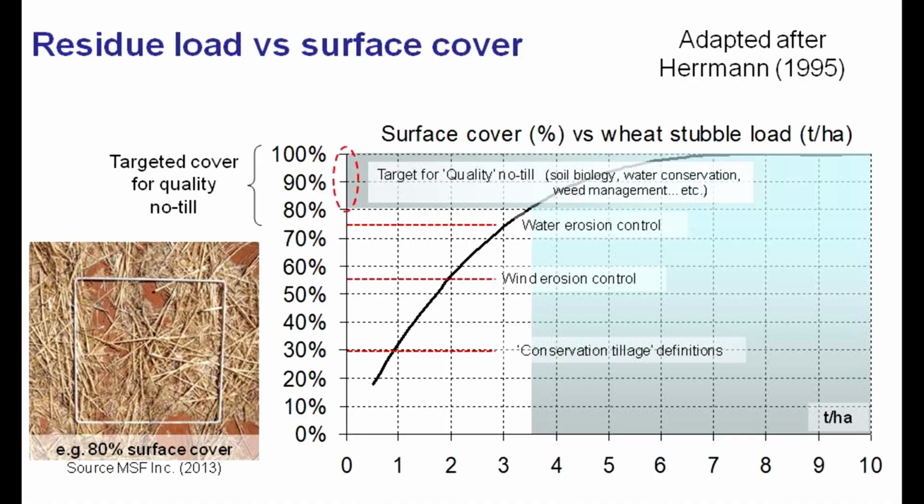The relationship between surface cover and tons per hectare residue, essentially, this is the curve that is very common. At 3 to 4 tons per hectare, this is a common threshold where we start to see problems with machines, with seeders, particularly tine seeders. But this is also the start of the threshold that we're trying to achieve in terms of quality of no-till.